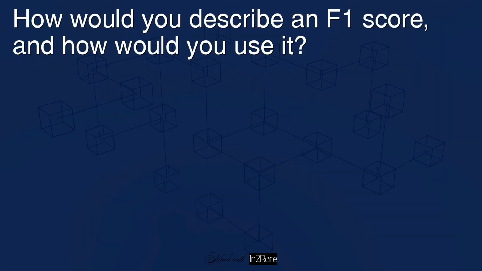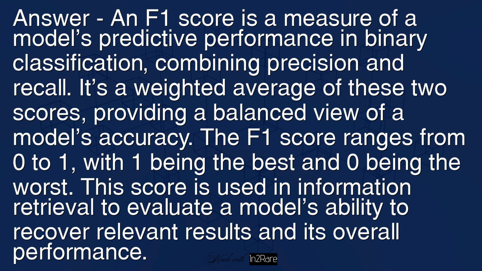How would you describe F1 score and how would you use it? Answer: F1 score is a measure of a model's predictive performance in binary classification, combining precision and recall. It's a weighted average of these two scores, providing a balanced view of a model's accuracy. The F1 score ranges from 0 to 1, with 1 being the best and 0 being the worst. This score is used in information retrieval to evaluate a model's ability to retrieve relevant results and its overall performance.